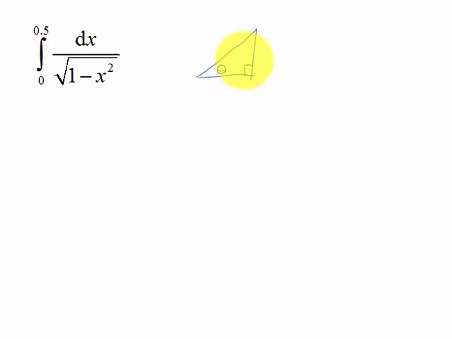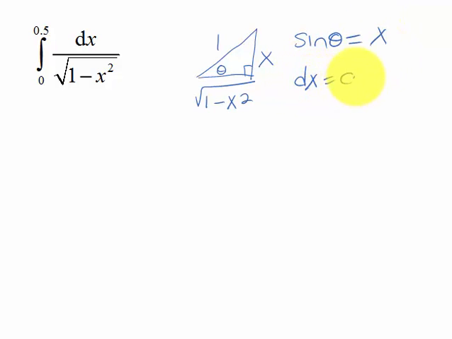So I'm going to label the sides of this triangle such that this is one of the sides, so this is going to be 1 and this is going to be x, so that this is the square root of 1 minus x squared. Then I'm going to let sine theta equal opposite over hypotenuse. So my dx is going to be cosine theta d theta.